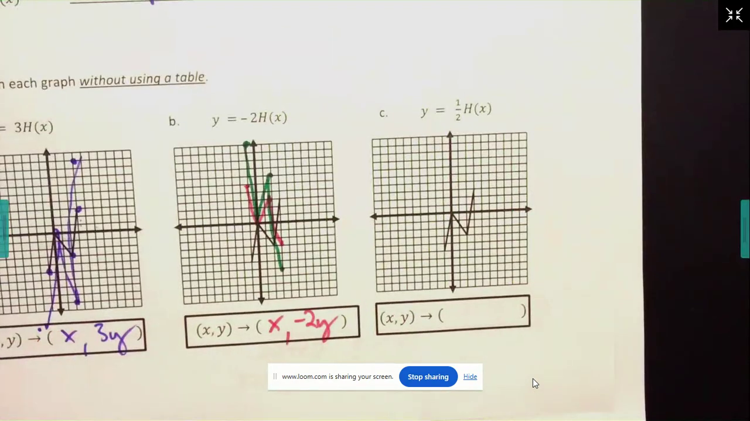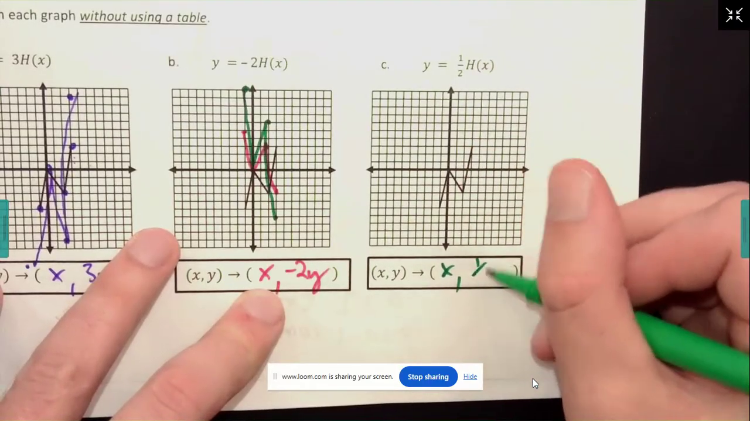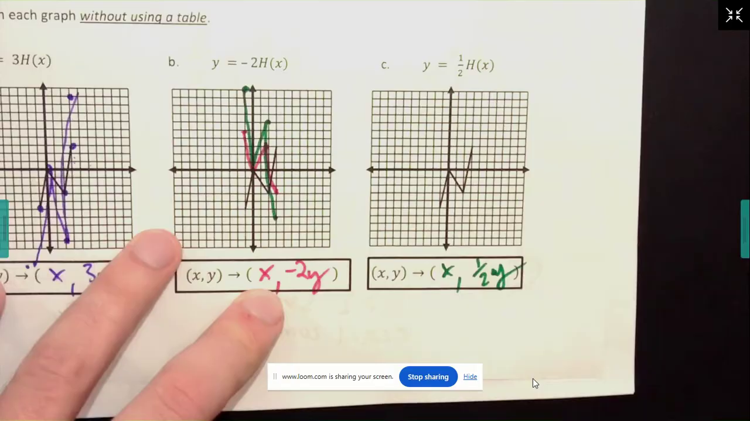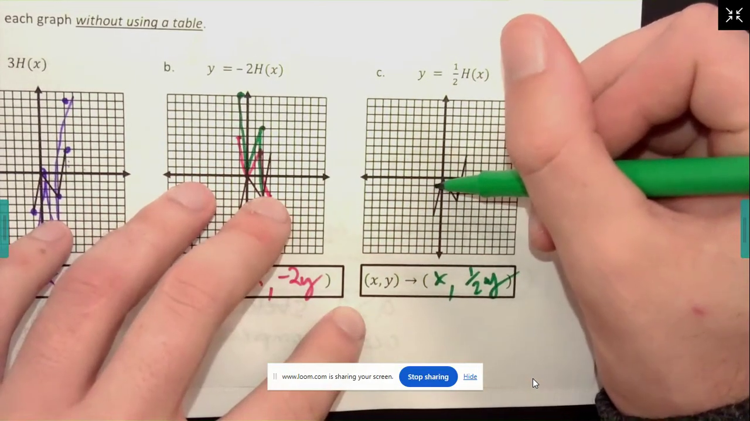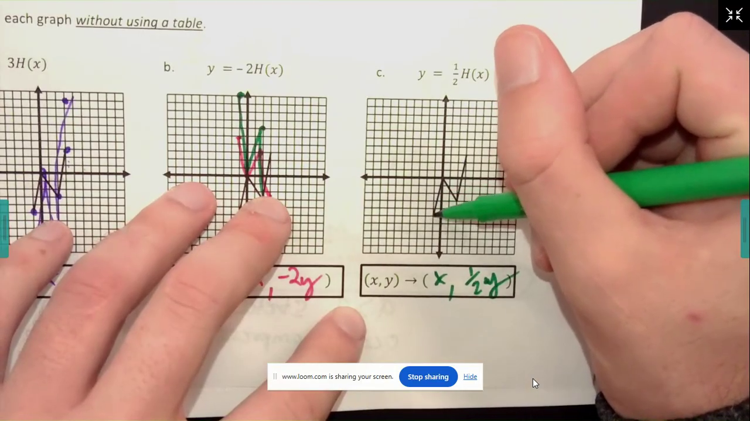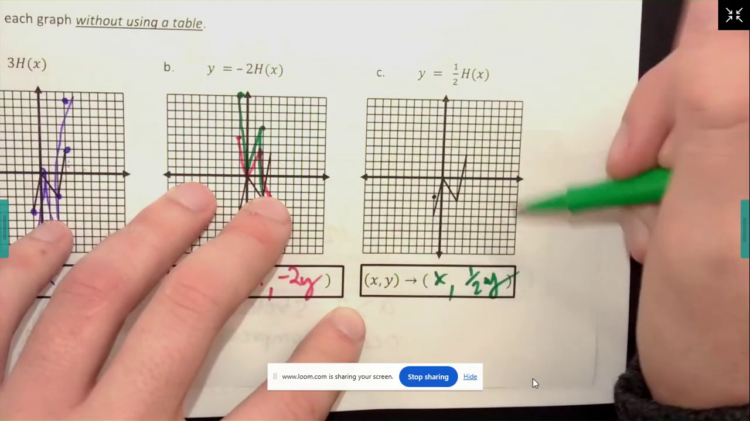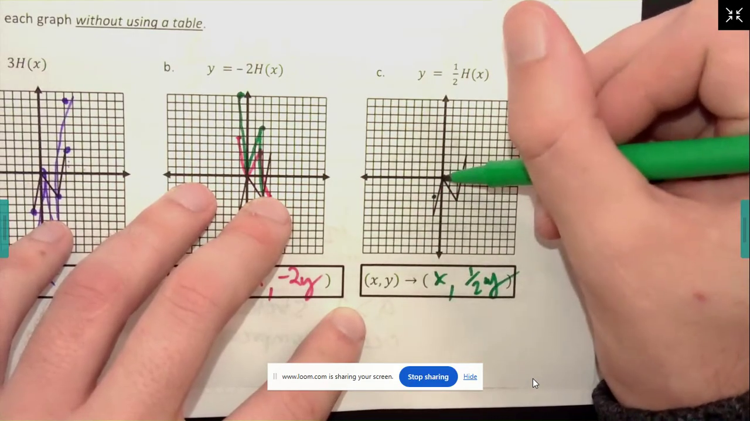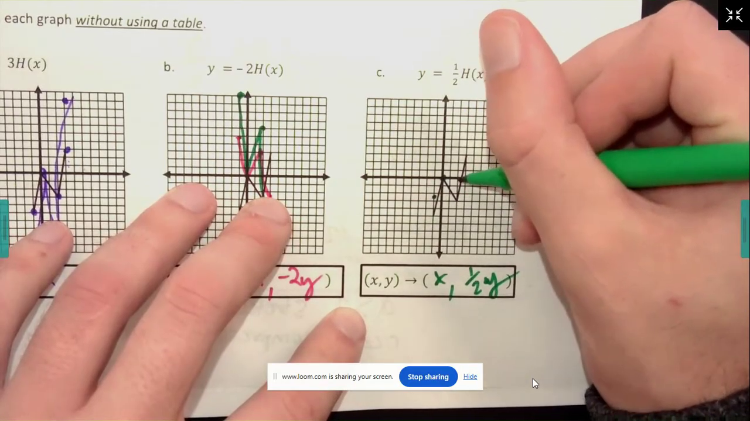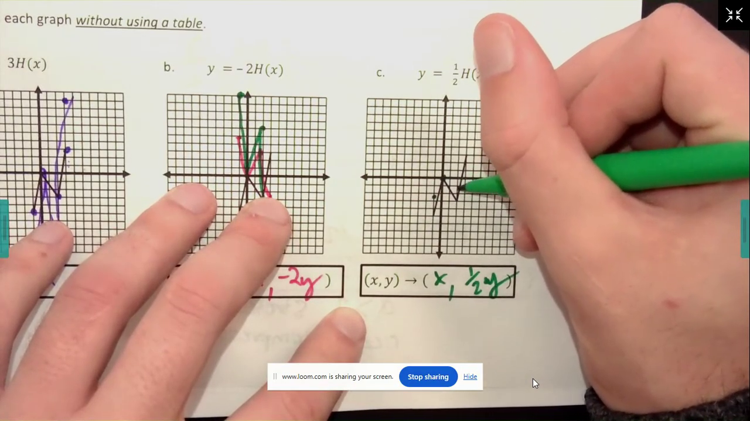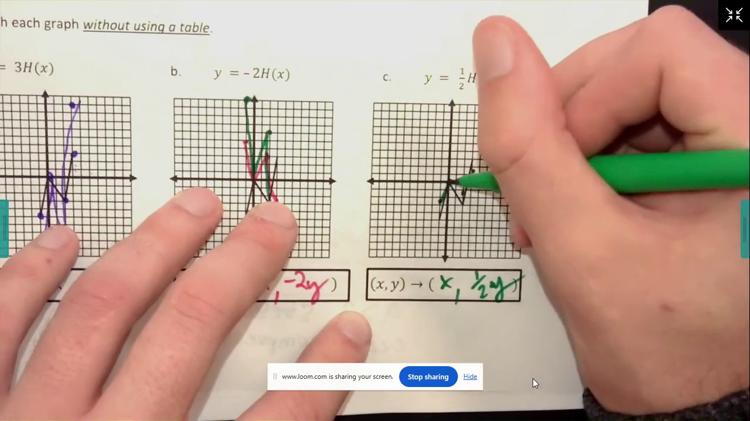Y equals 1/2 of h of x. So since it's on the outside, it's only affecting my y. And this goes down 1, 2, 3, 4, 5. Well, what's 1/2 of 5? 2.5. What's 1/2 of 0? It's still 0. 1/2 of negative 3 is negative 1 and 1/2. So that goes here, and 1/2 of 3 is 1 and 1/2. So that's my new graph.